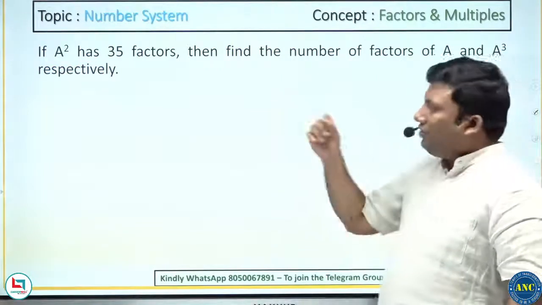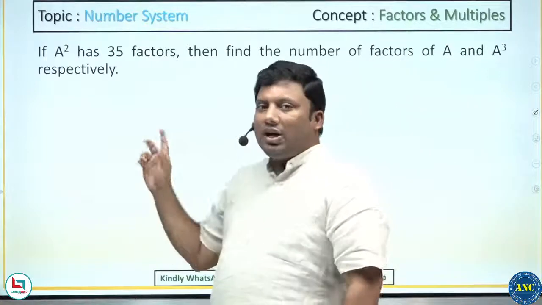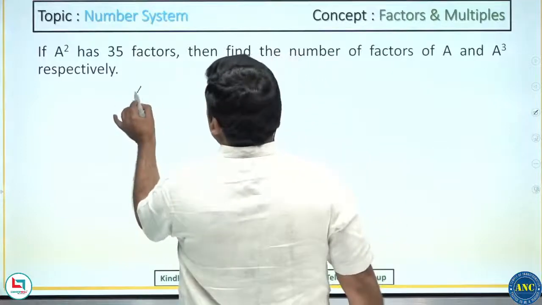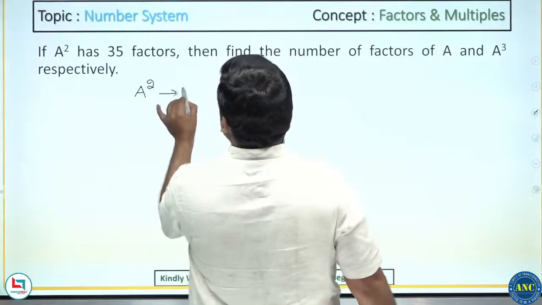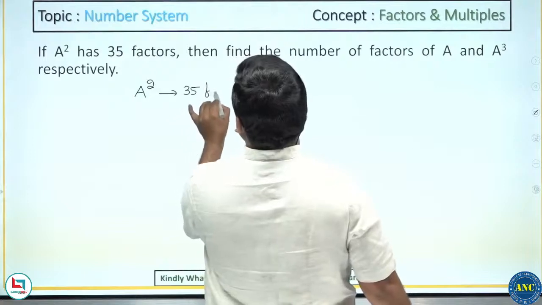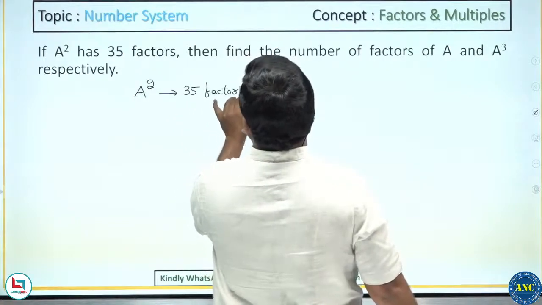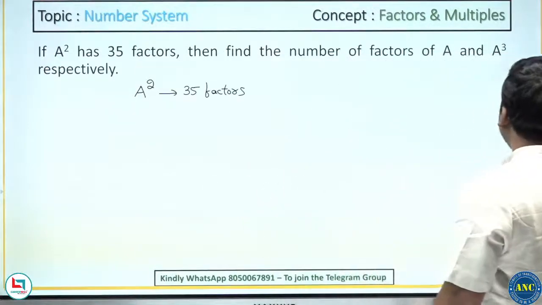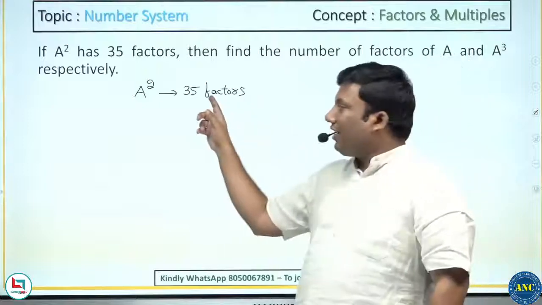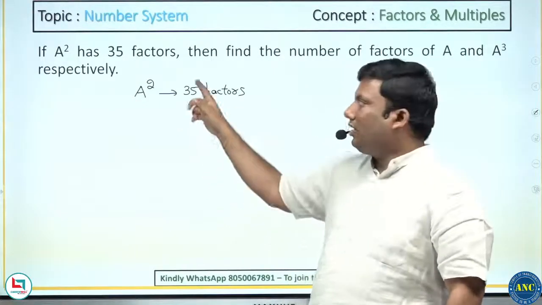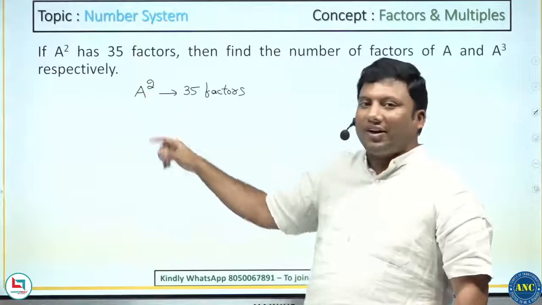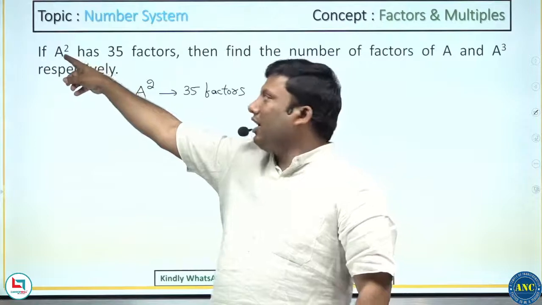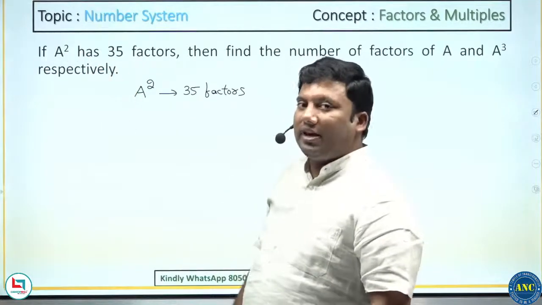Listen carefully, sir. This kind of model is coming in various examinations like CAT and XAT. A square has 35 factors. The first thing we should note is that A square has 35 factors, and 35 is an odd number. That means this number is a perfect square. A is a perfect square, and A square is a perfect square.